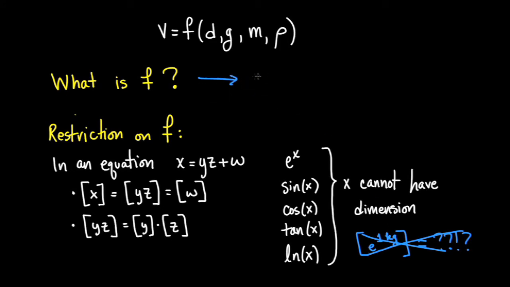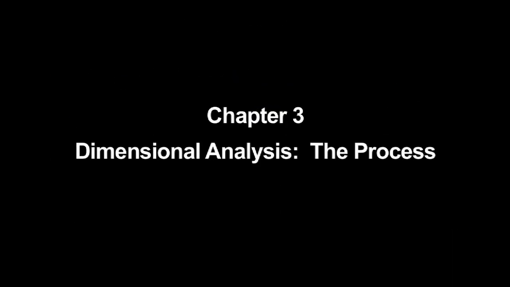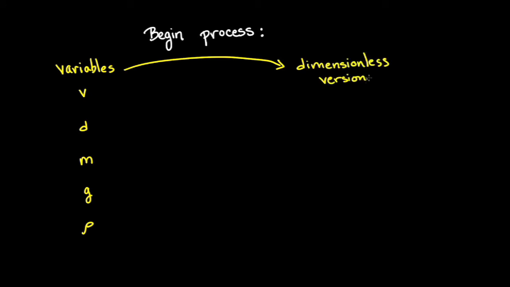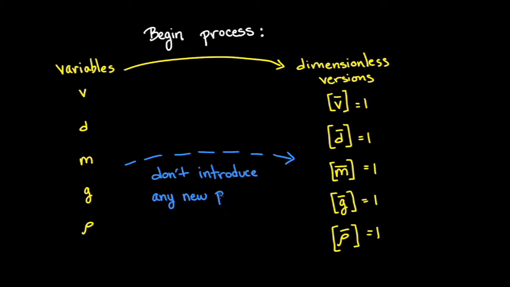We're going to show you a problem-solving method that will allow you to find the most general form of such a function. This method is called dimensional analysis. We begin this process by creating dimensionless versions of the variables in our system. We create these dimensionless expressions out of the variables in our system so we don't introduce any new physical parameters.